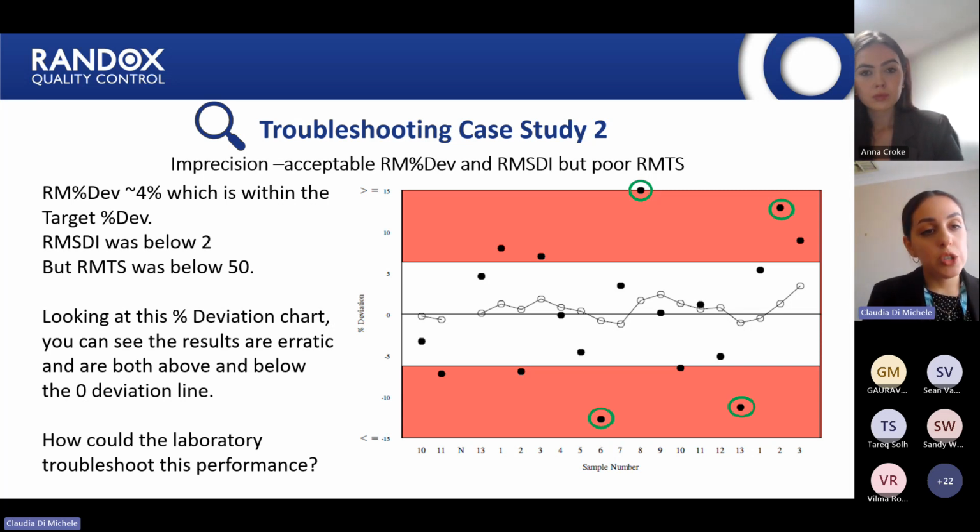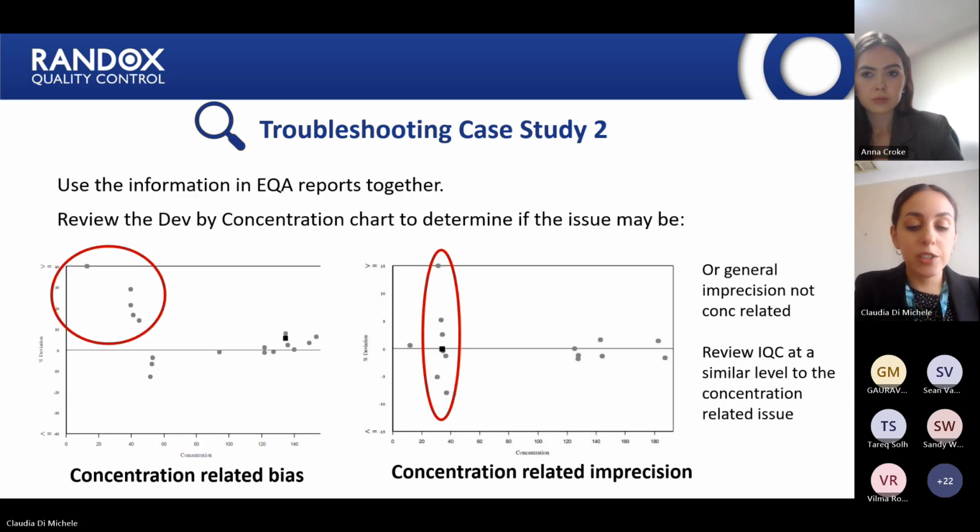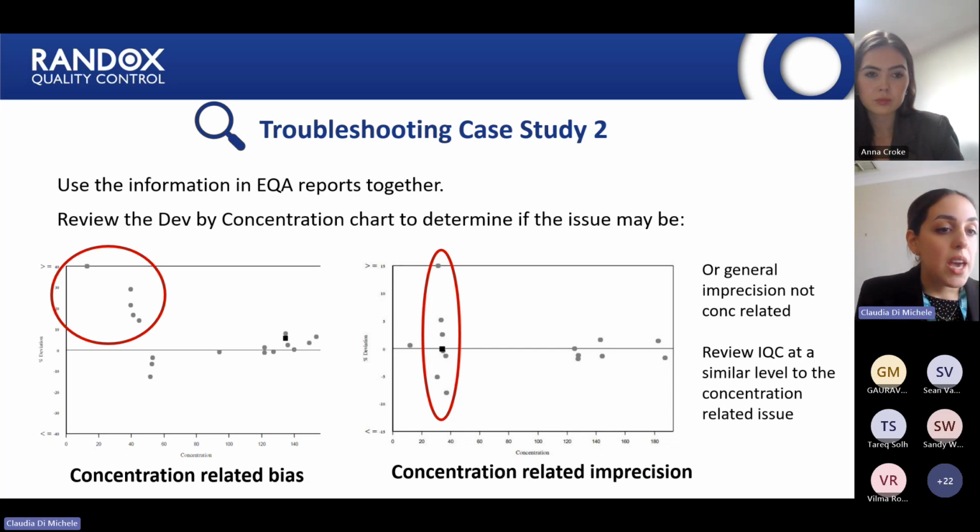So how could the laboratory troubleshoot this type of performance? For this type of troubleshooting, it's really important to be able to use the information in EQA reports together, so using multiple charts at the same time. So first, we reviewed their deviation by concentration chart to determine if the issue may be perhaps concentration-related bias. This isn't what their chart looked like, but I've just shown you an example of what you could expect if your bias was concentration-related, and why this particular chart can be so useful.